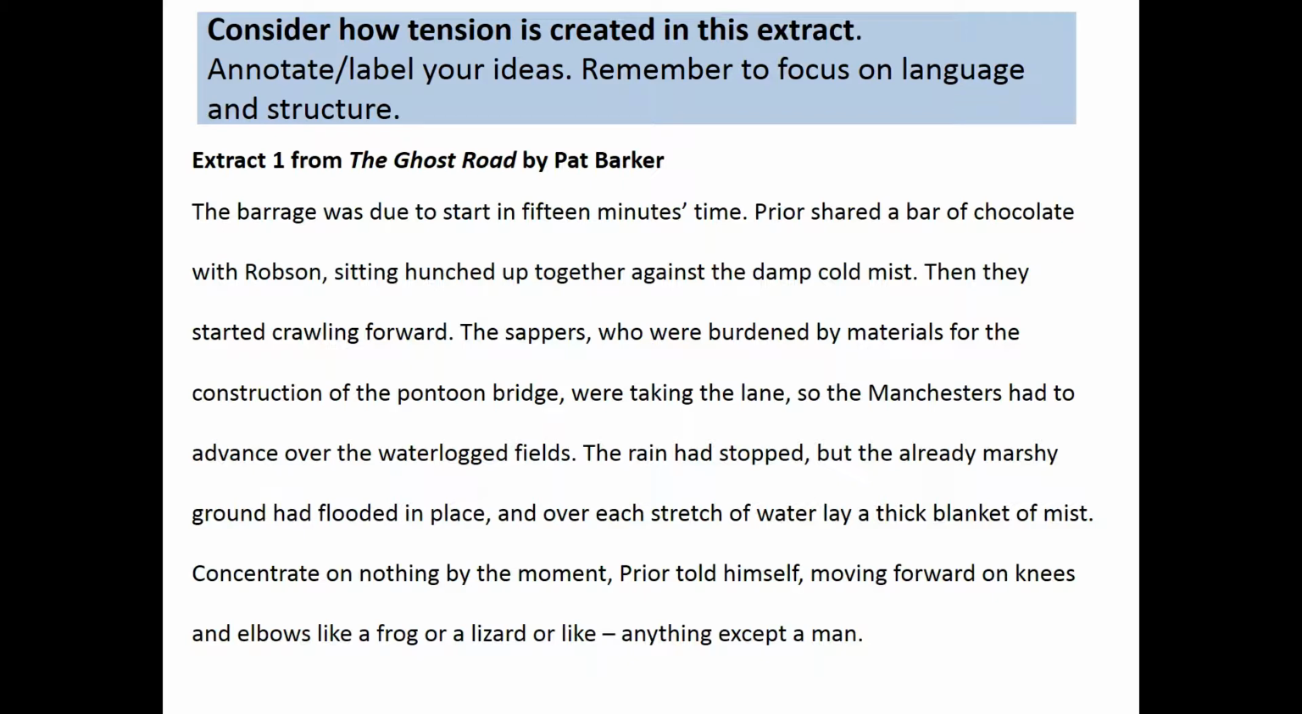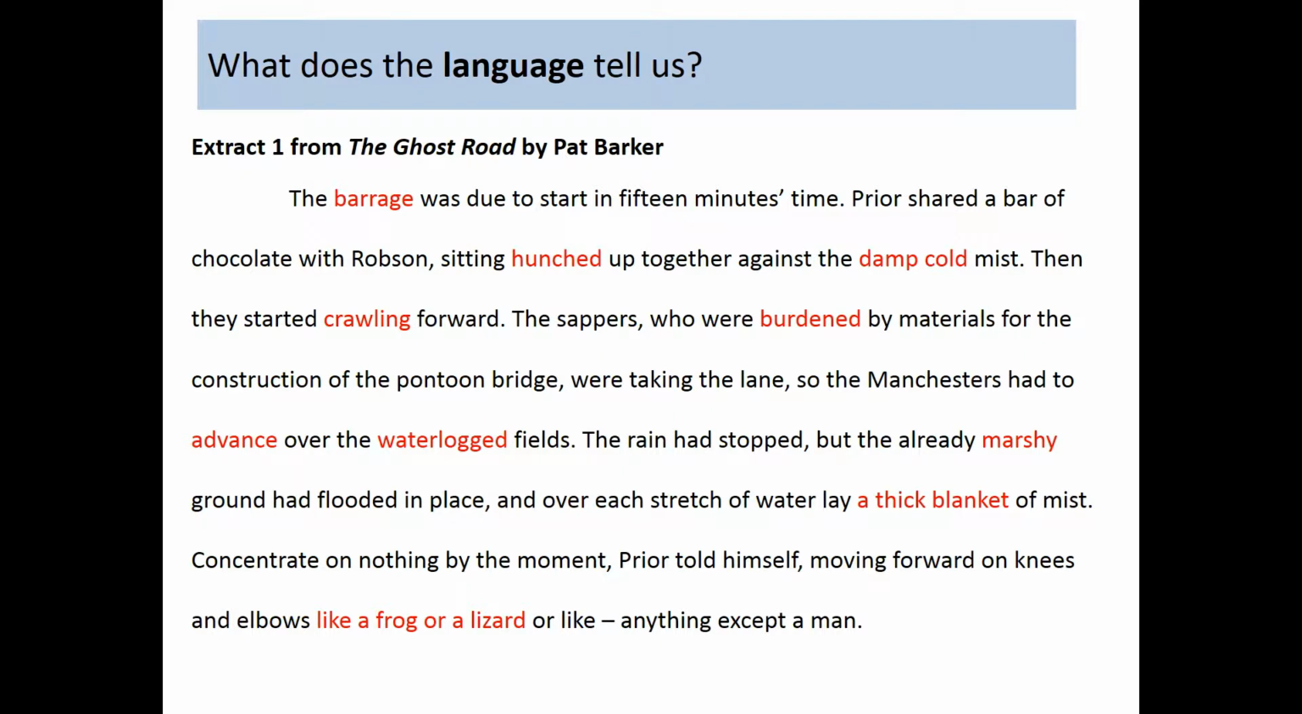Now let's focus on the language. So I have color-coded some of the language used in red. So we have barrage, which is a noun, and it already implies what is happening in the extract. Hunched, which is an adverb because it's describing the verb sitting. Damp, cold, that's a noun phrase which is describing the mist. Crawling, verb. Burdened, verb. And then we have waterlogged, which is an adjective. Advance is a verb. Marshy is an adjective. A thick blanket, that's a noun phrase.